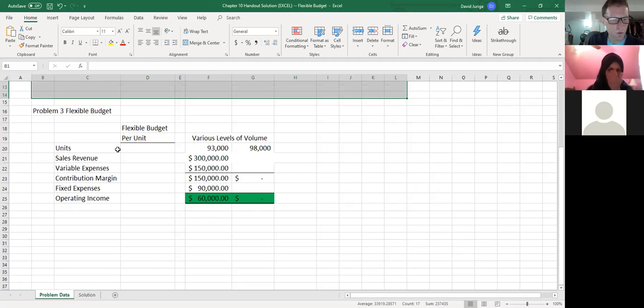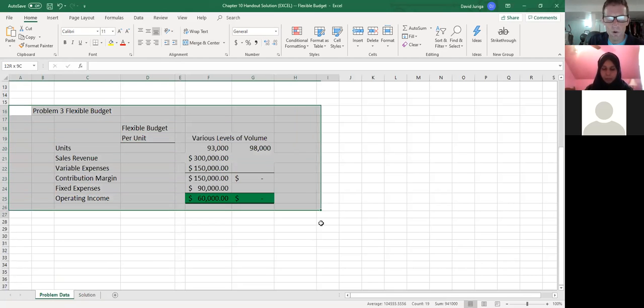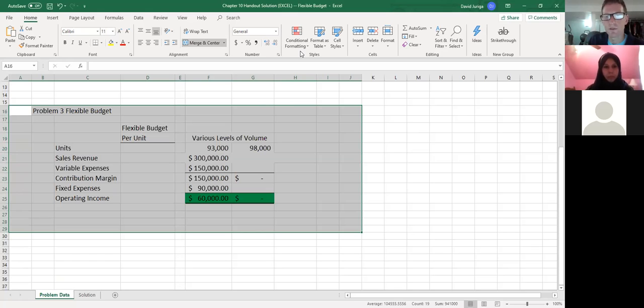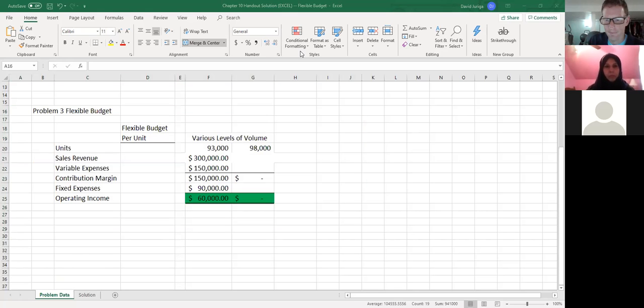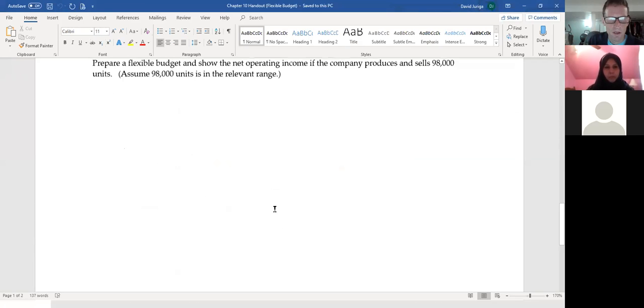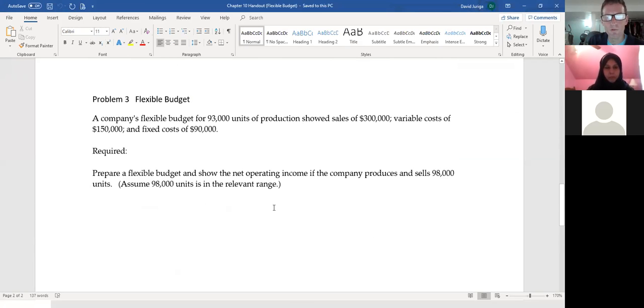Okay, now this one is a little bit better, guys. This is problem 3. Let me go back real quick and show you the handout. This is something that if we were in class, this is what I would try to tell you to do or suggest. So they give you the data. It says a company's flexible budget for 93,000 units of production showed sales of 300,000, variable cost of 150, and fixed cost of 90.